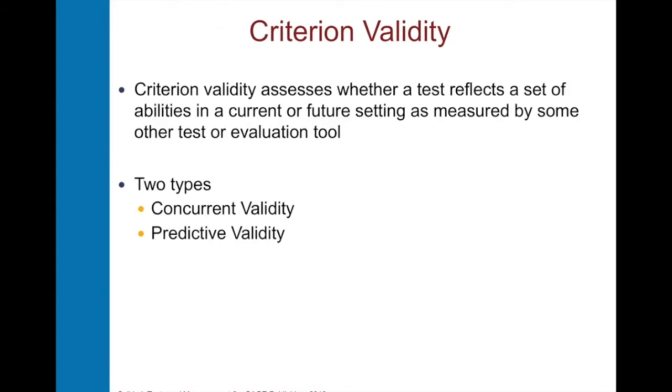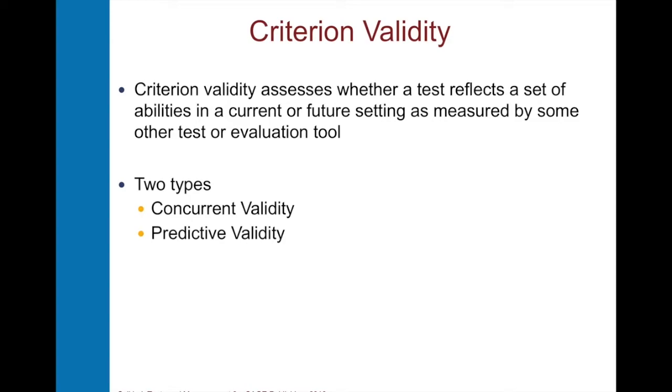Moving on to criterion validity. So criterion validity, on the other hand, assesses whether a test reflects a set of abilities in a current or future setting, as measured by some other test or evaluation tool. So if the criterion is taking place in the here and now, we talk about concurrent validity. If the criterion is taking place in the future, then it becomes predictive validity.